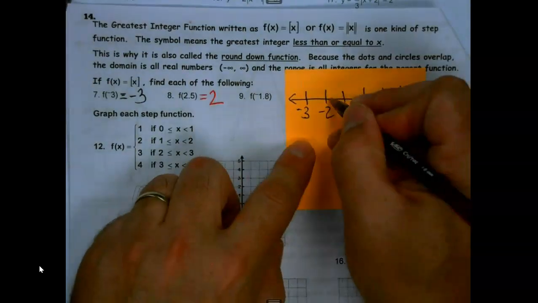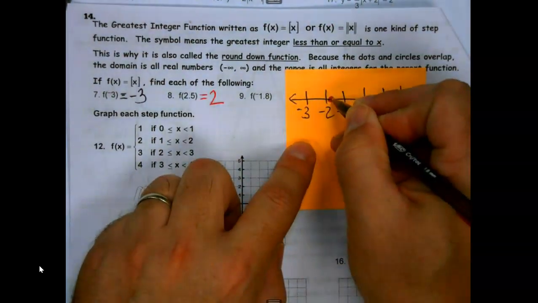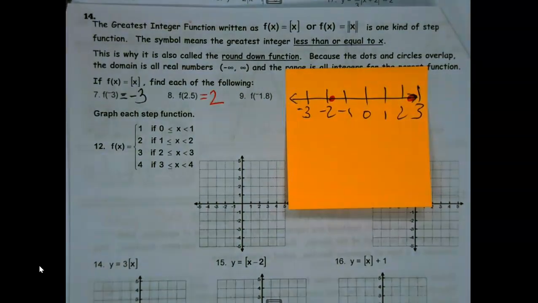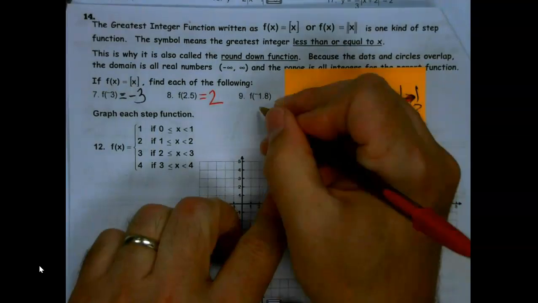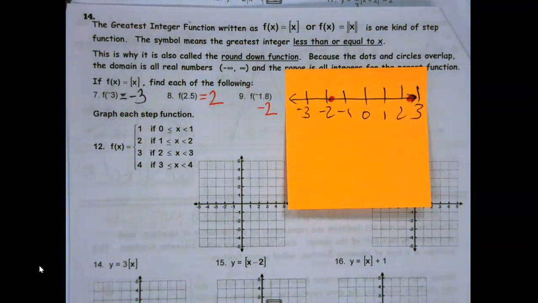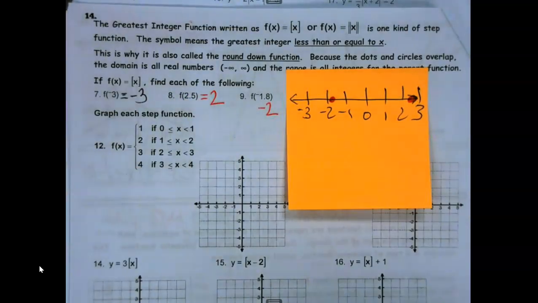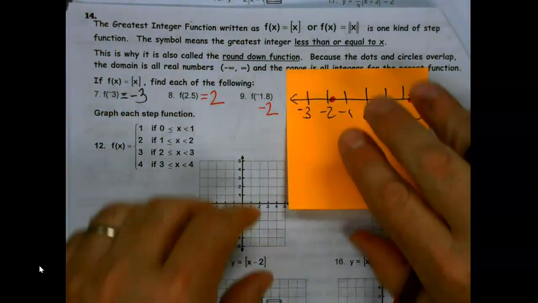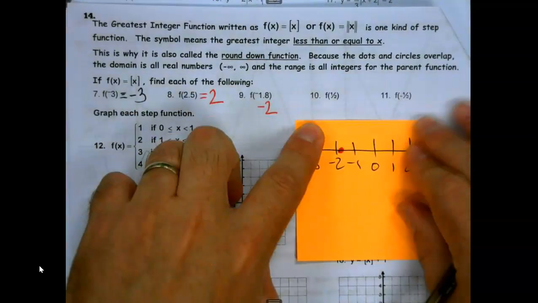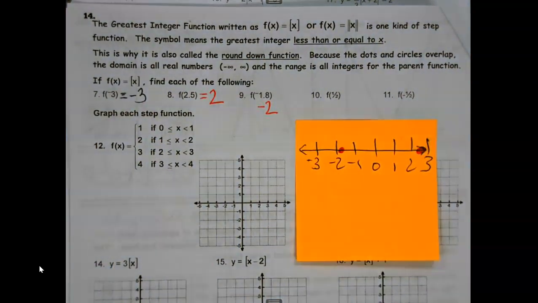f of -1.8. If you round down to the nearest whole number, what would it be? -2. So here we mainly have to worry more about positive and negative, how we think about those, as the number line would go. But otherwise, it's nothing too bad.